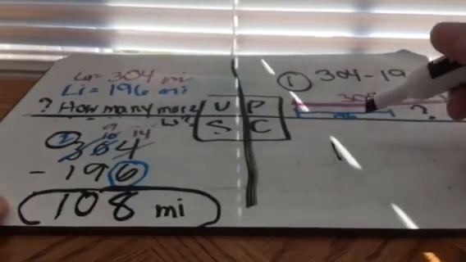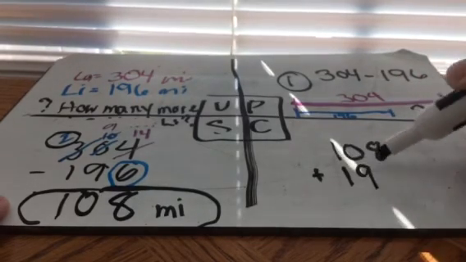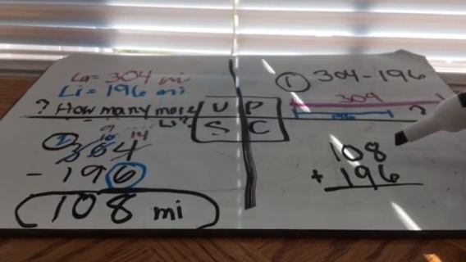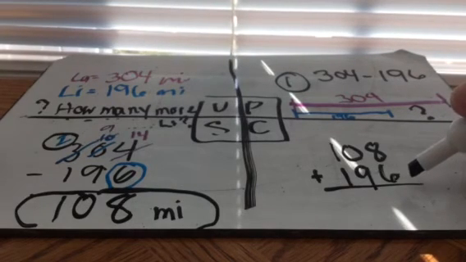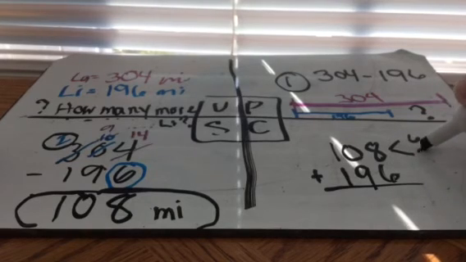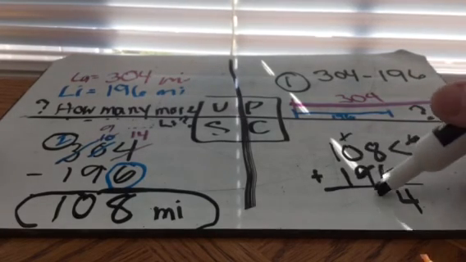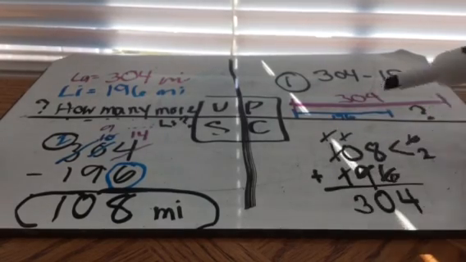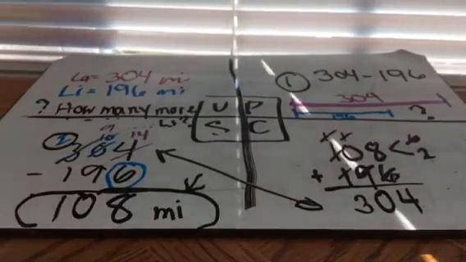So I'm going to do the opposite operation, and I'm going to work, instead of top to bottom, I'm going to go bottom to top. So I'm taking my bottom number and my middle number, and hopefully we'll get 304. Okay, 8 plus 6. Well, I know that 6 plus 6 is 12. So if I do 6 and 6, that's 12, and 2 more is 14. 1 plus 9 is 10, and 1 plus 1 plus 1 is 3. And that matches up. So my answer of 108 miles is correct.